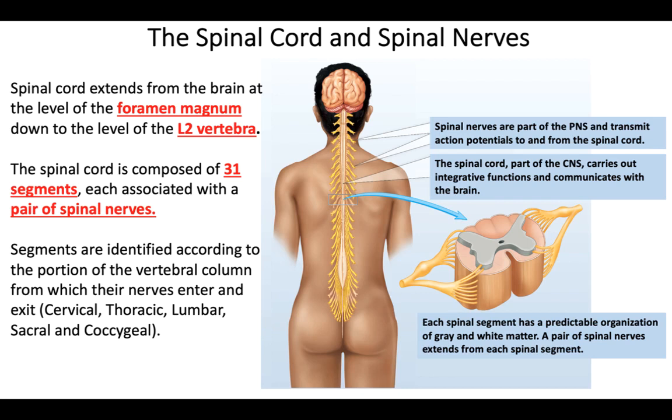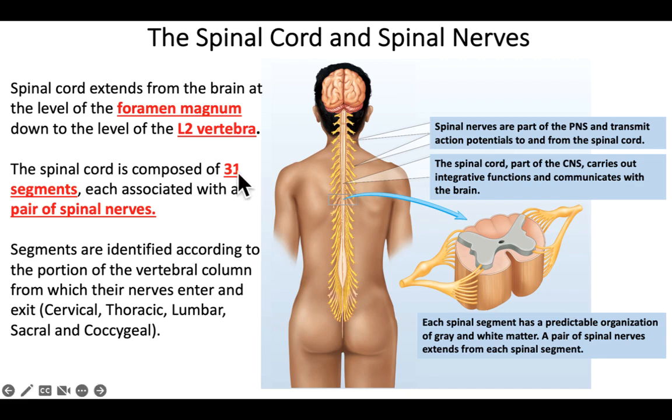It extends down from the brain, specifically an area called the brain stem, at about the level of the foramen magnum. So basically you can use that foramen magnum as a divide between the brain above it and the spinal cord below it. Then the spinal cord extends all the way down the vertebral canal and ends at about the L2 vertebra. So it doesn't go all the way down to, say, your sacrum. It ends at about L2.